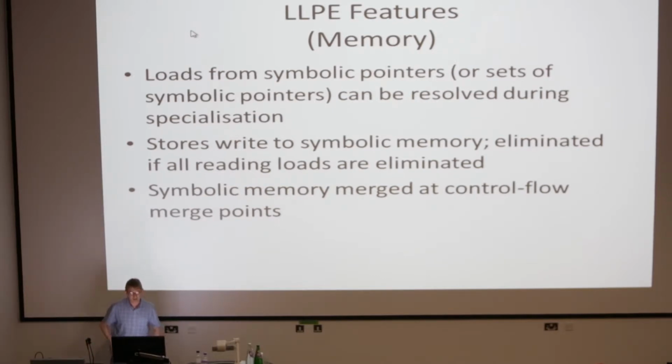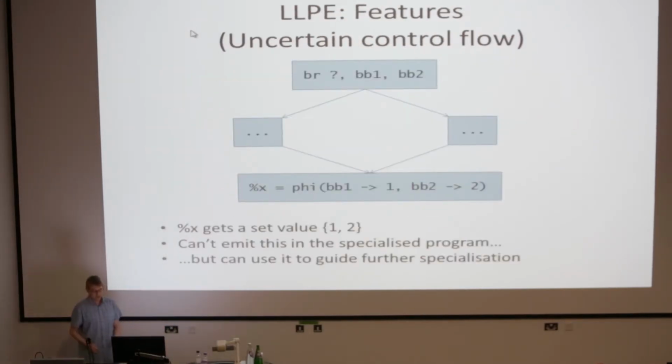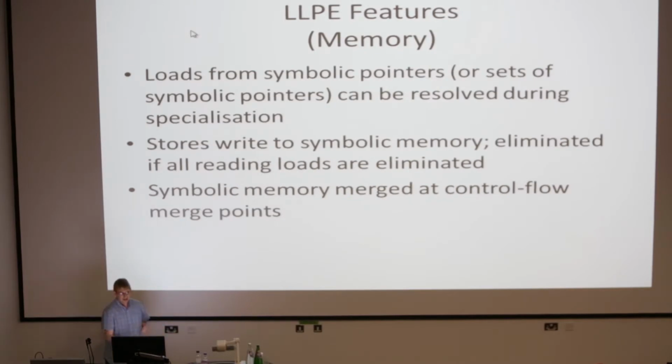Symbolic memory is also being forked and merged. So we talked a little bit earlier about phi nodes that contain several values. That was where we had uncertain control flow, and we had a phi node where the specializer was going to say about the phi node, this is either 1 or 2, but we're not sure which one. And in the case of memory, the entire symbolic memory is being forked whenever control flow diverges, and is being merged whenever it converges, using some fun copy-on-write data structures in order to make that not colossally expensive.